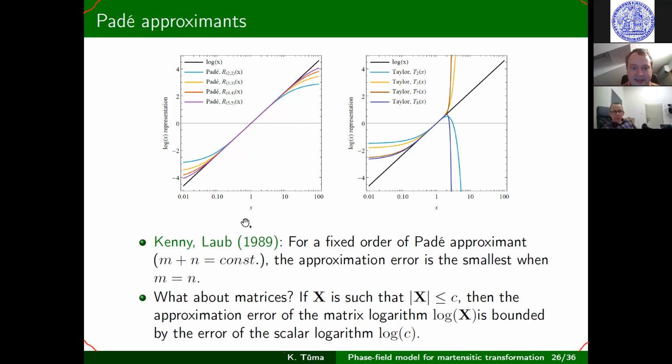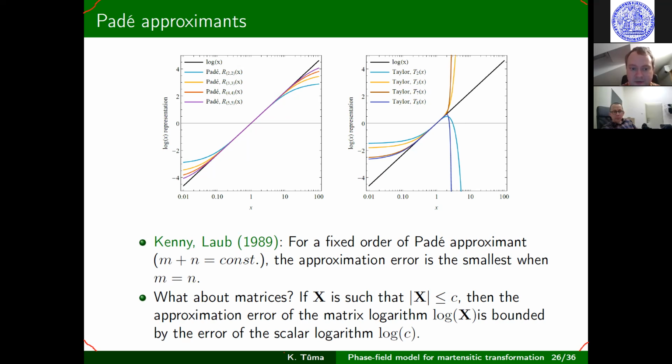Luckily, in 1988, Kenney and Laub solved this for us. They wrote a paper first saying that for a fixed order of Padé approximant, this means that m plus n is equal to a constant, the error is smallest, or the approximation is best, if m is equal to n. So that is why I'm showing 2-2, 3-3, 4-4, 5-5, nothing else.